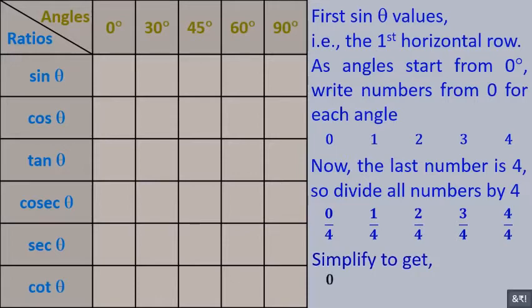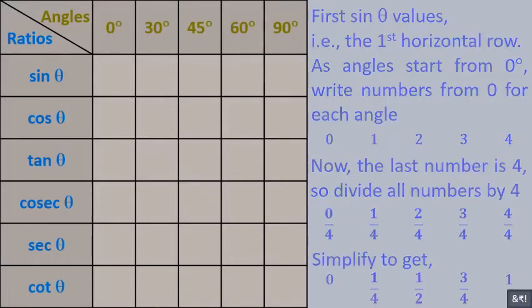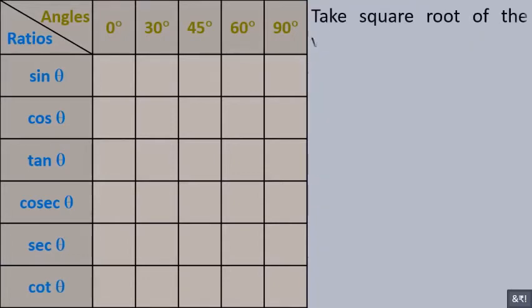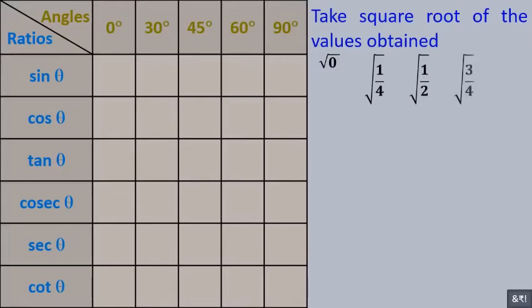We can simplify them in the next step: 0 by 4, 1 by 4, 1 by 2, 3 by 4 and 1. Now we have to take the square root of the values obtained: under root 0, under root 1 by 4, under root 1 by 2, under root 3 by 4, under root 1.